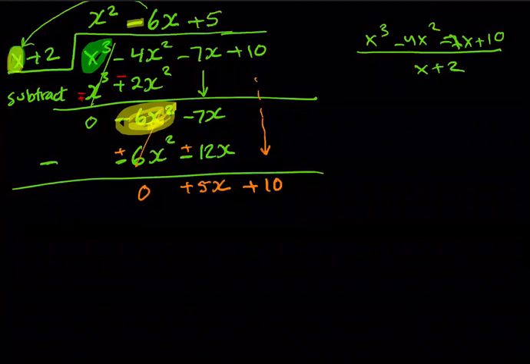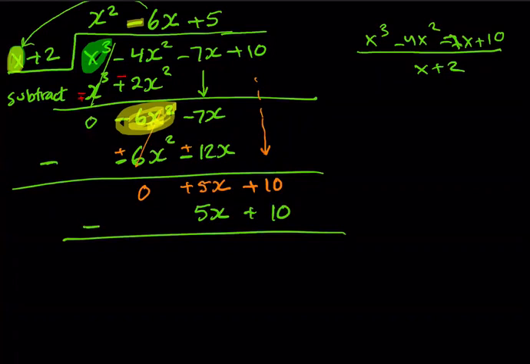Then you multiply 5 times x is 5x. And plus times plus is plus, 5 times 2 is 10. And then we subtract. As I said, it's going to become minus. So 5x minus 5x is 0, and 10 minus 10 is 0. So there is no remainder here.